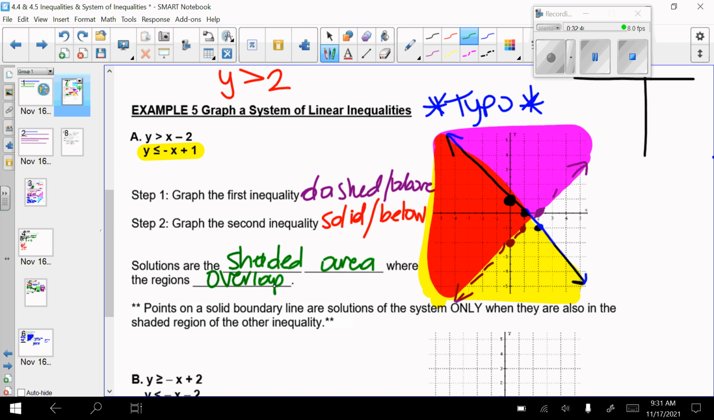So points on a solid boundary line are solutions of the system only when they are also in the shaded region of the other inequality. For example, this part right here would be included because it's a solid line and it's in that shaded region. But the other blue line down here would not be part of my solution.